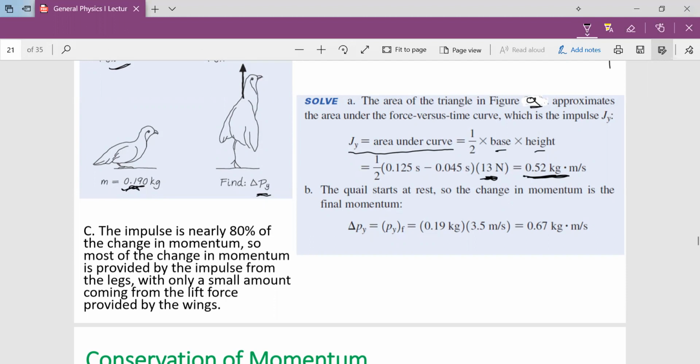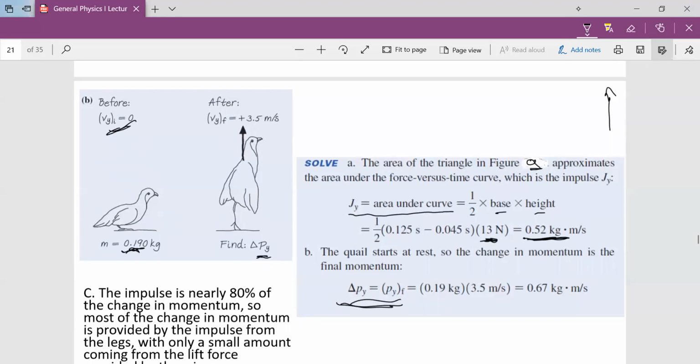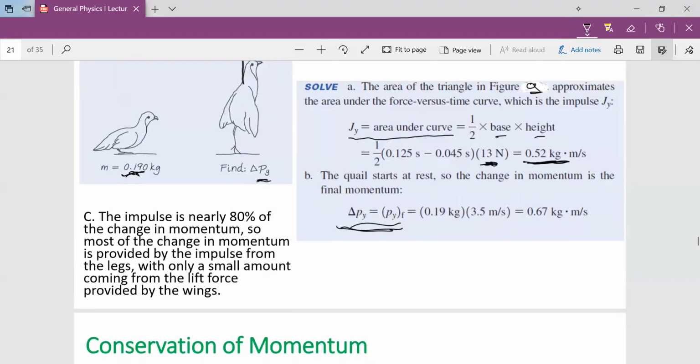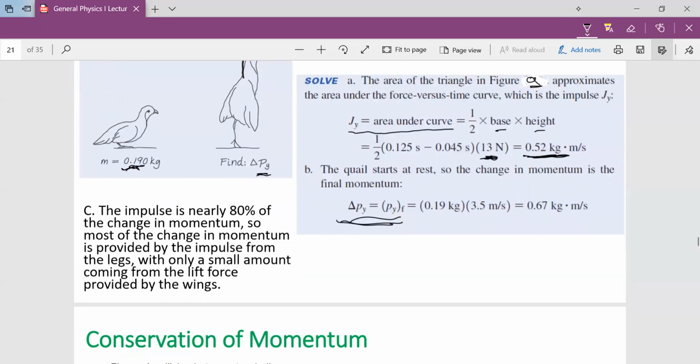Now the second question asked us to look for the change in momentum. Change in momentum is actually the difference between the initial and the final. For the initial, it's going to be 0 because mv is 0, so that takes care of that. And so our change in momentum is equal to the final momentum, which is the mass of the quail times the velocity as given to us in the question, to get 0.67 kilogram meter per second.